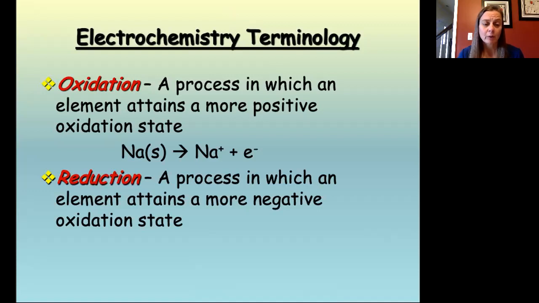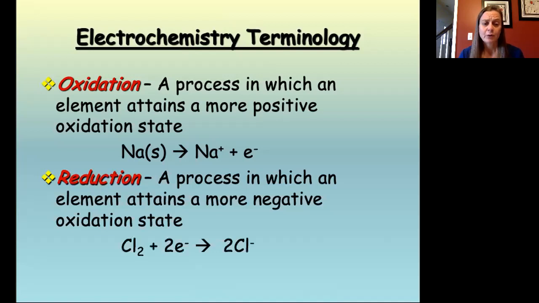We also talk about reduction. And reduction is a process where the element attains a more negative oxidation state, or we talk about it gaining electrons. And so oxidation and reduction are always paired. You cannot have something gain an electron if you don't also have something else losing an electron. So oxidation and reduction always go together. We usually talk about reduction-oxidation or redox processes.